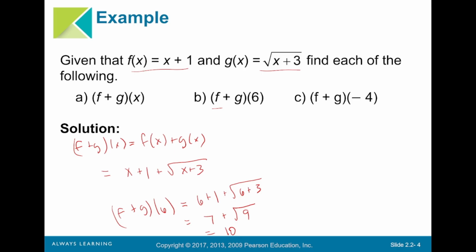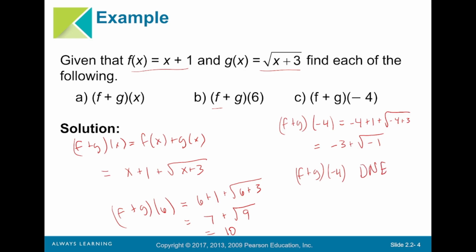Now let's see what happens when we try to plug in -4. So we have f plus g of -4 is -4 plus 1 plus the square root of -4 plus 3. So -4 plus 1 is -3, plus the square root of -4 plus 3, which is -1. Oh, but we can't do that. We can't do the square root of -1, which means f plus g of -4 does not exist because of this right here. That's not okay to have.